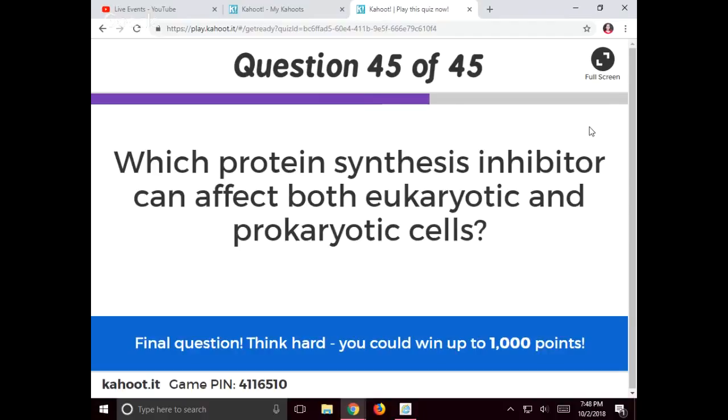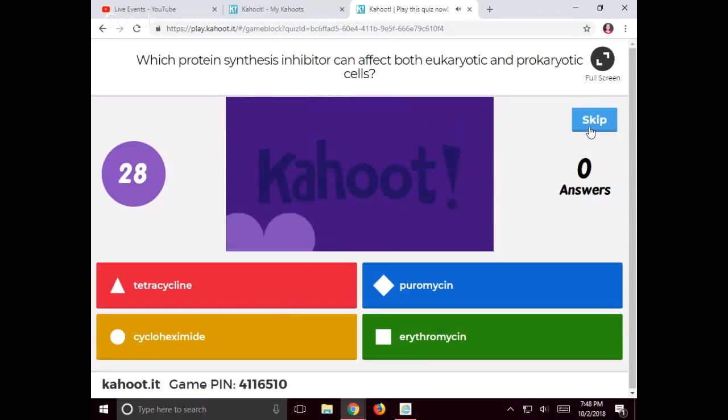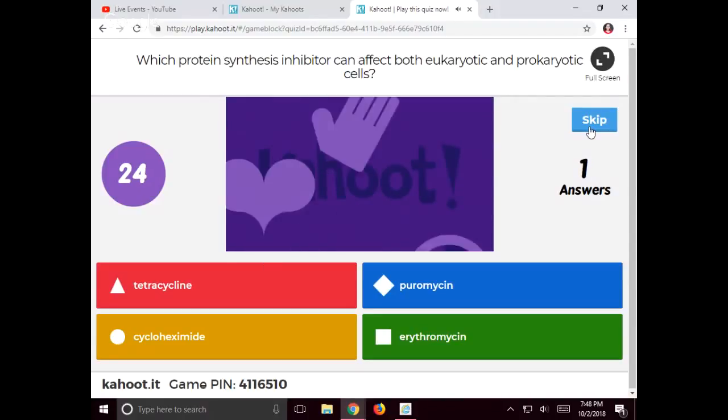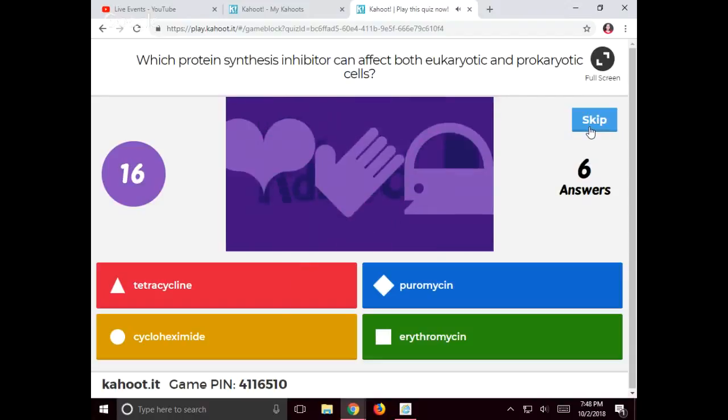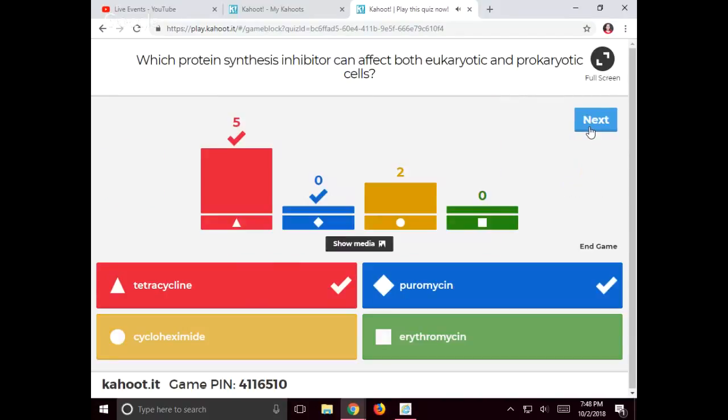Last question. Yay! Which protein synthesis inhibitor can affect both eukaryotic and prokaryotic cells? There's two of these in here. I'll go with one of them. Sure. There you go. All right. Erythromycin just does prokaryotic. Cycloheximide, sorry, that one is a poison. It just does eukaryotic. And then puromycin evidently does both, and tetracycline does both. Tetracycline is actually really reactive. It degrades quite quickly.